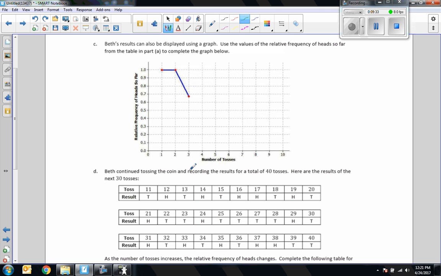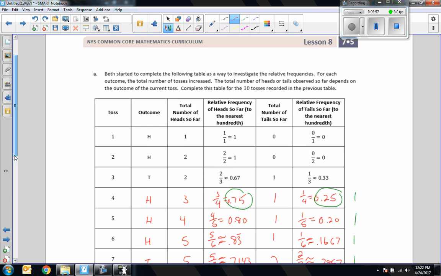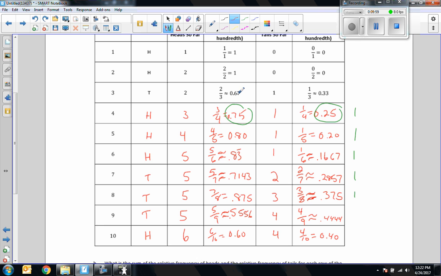And Beth continues tossing the coin, recording the results for a total of 40 tosses. Here's the results of the next 30 tosses. So it says here to use the value of the relative frequency of heads so far from the table in part A to complete the graph. Okay, so we need to complete that. So let me use red dots first. And so 3 was 0.6 something. So if I go back to my table, it was 0.67.